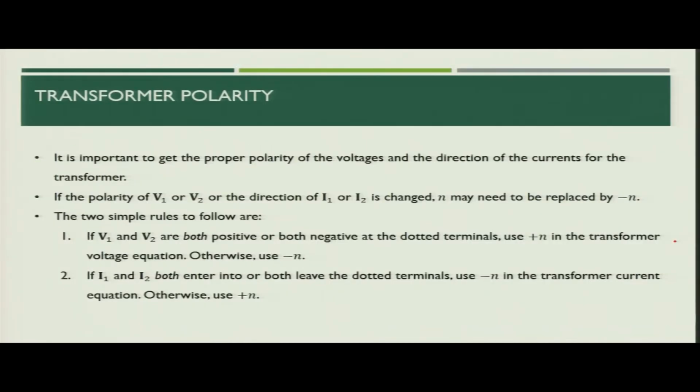Namaskar. So, in the last class we were discussing the transformer polarity. So, we will continue our discussion. Let us see the transformer polarity which we discussed in the last class.